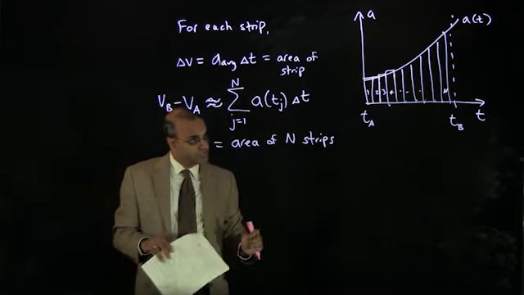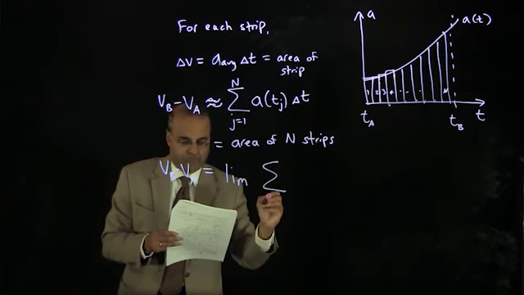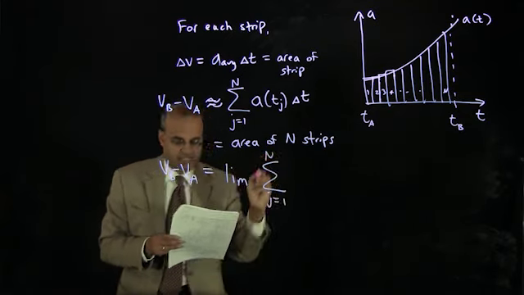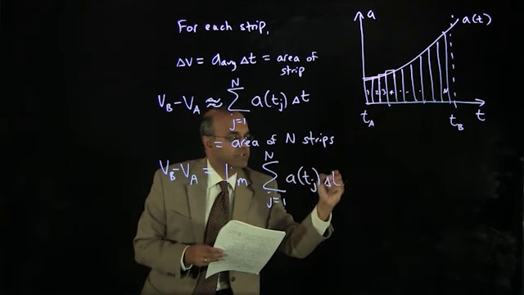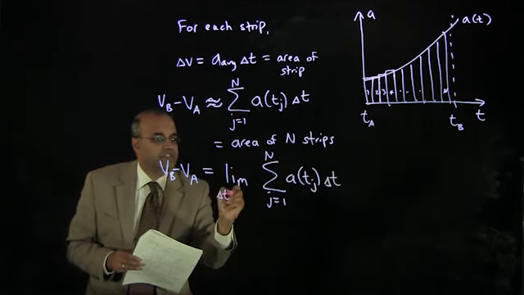So to make this exact, what I would write is that the change in velocity from time a to time b is equal to the limit of the sum from j equals 1 to n of the acceleration at time t sub j times delta t. And we want to evaluate that limit as delta t goes to 0, or equivalently as n, the number of rectangles, goes to infinity. Okay?